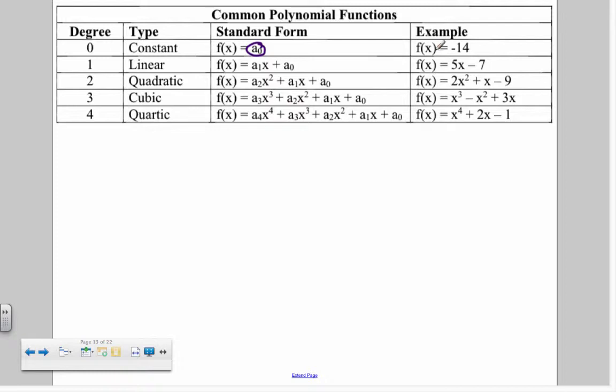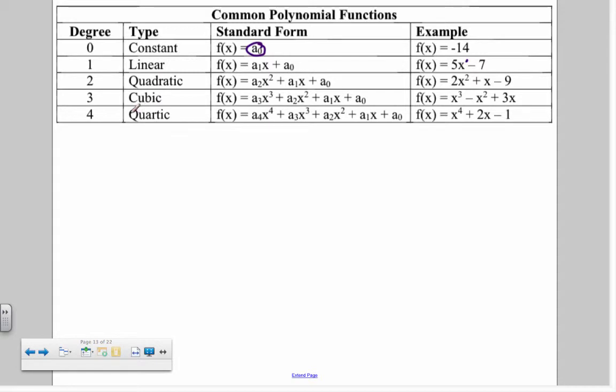It's a horizontal line going through negative 14. It's still a polynomial. It's a polynomial of degree 0, and it's a constant. The next degree we have is 1. It's linear. So that means I do have an x value, right? My x value, the exponent is technically 1 here, and that's what makes it linear. And that's what we dealt with at the beginning of the year. When we graph it, it should create a straight line. So here's a really good example of a linear function.